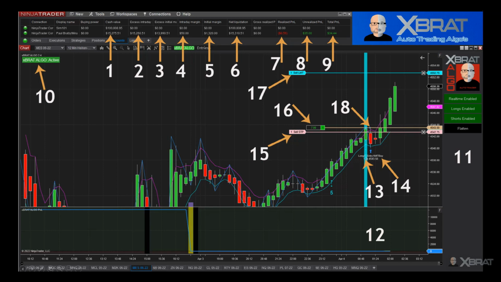So number 10, let's go on to the chart now. So this xBratAlgo active, it's in green. So when it's green, the auto trader for this instrument is active within a prescribed day and time to take trades on signals. Okay.